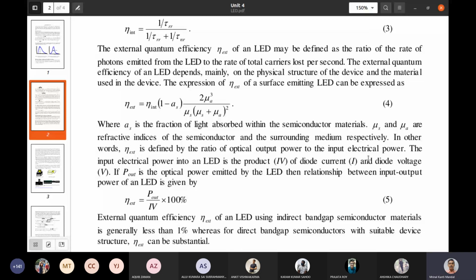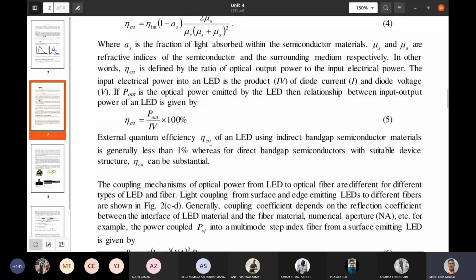The external quantum efficiency of an LED using indirect bandgap semiconductor material is generally less than 1%, right? So if we consider the indirect bandgap semiconductor, then this external quantum efficiency is less than 1%, whereas for direct bandgap semiconductor, it can be substantially high.